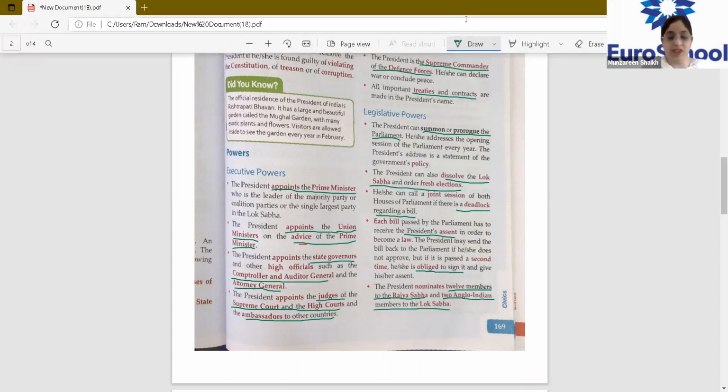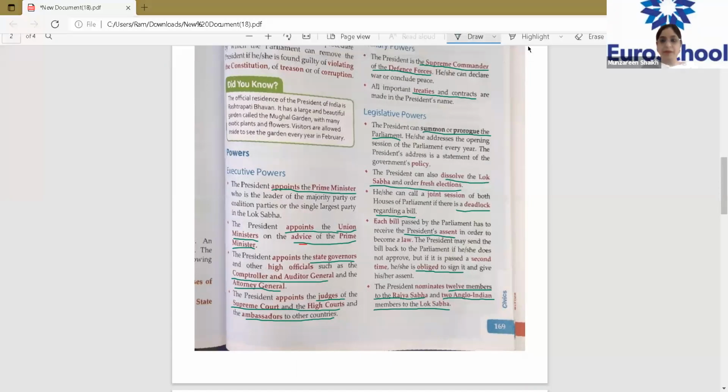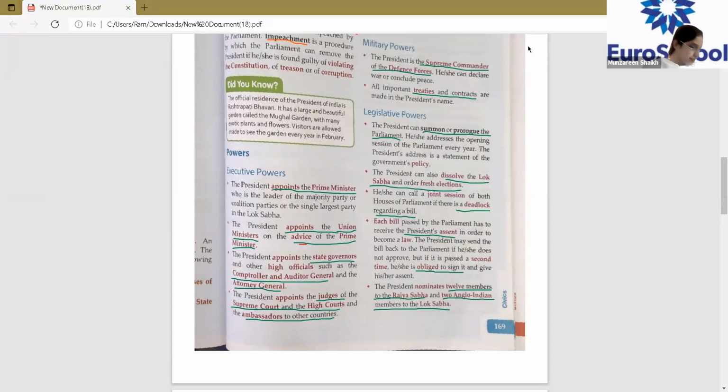Okay, so let's revise legislative powers. Who will summarize? What are the legislative powers? One person. Priyanshu, will you do it? Yes, ma'am. The president addresses the parliament at the starting of every year. Yes. And the president has the power to dissolve the Lok Sabha and order fresh elections. Yes. And if there is a deadlock regarding a bill, he can call a joint session of both the houses together. Excellent.